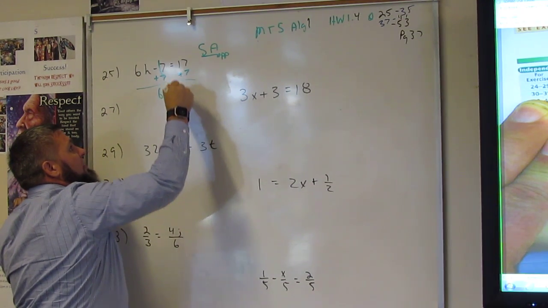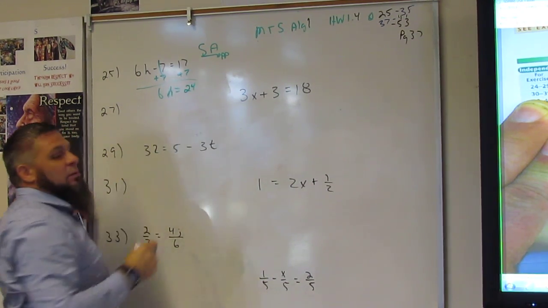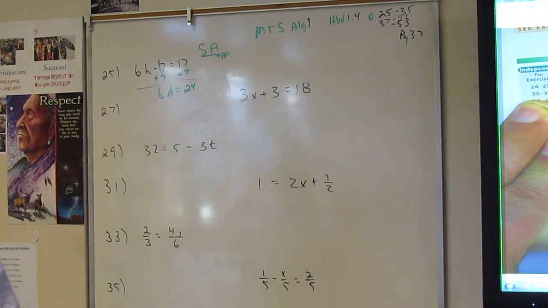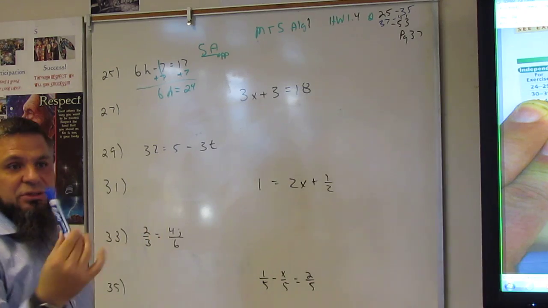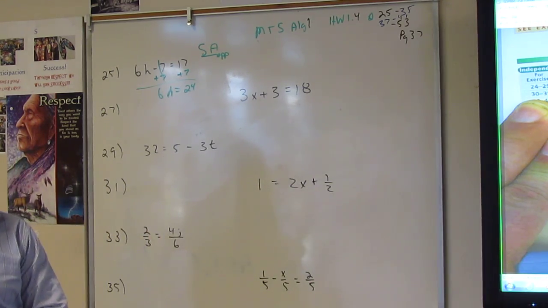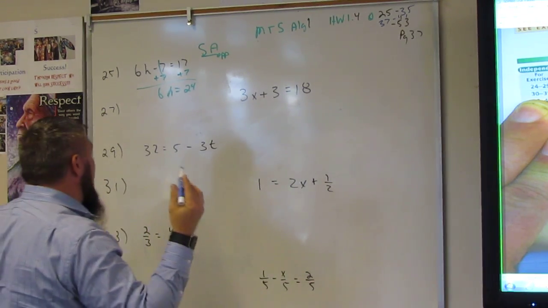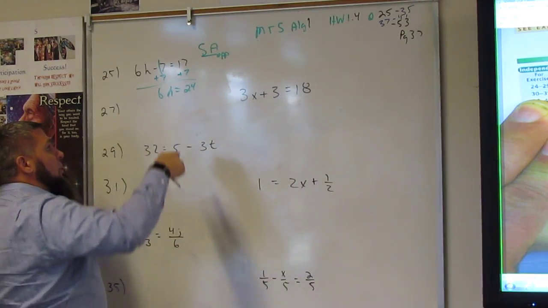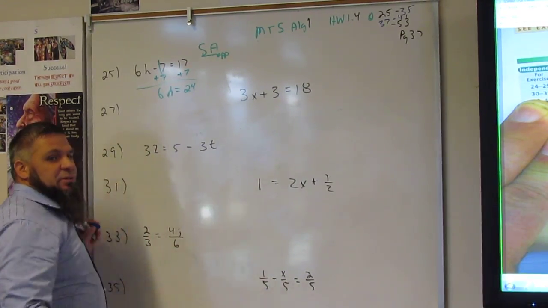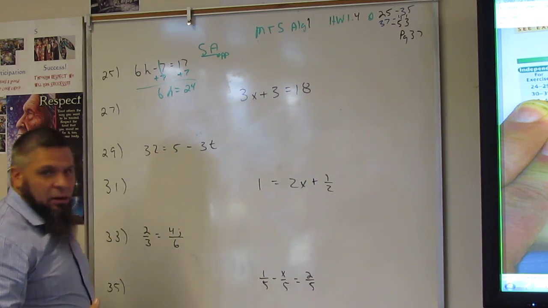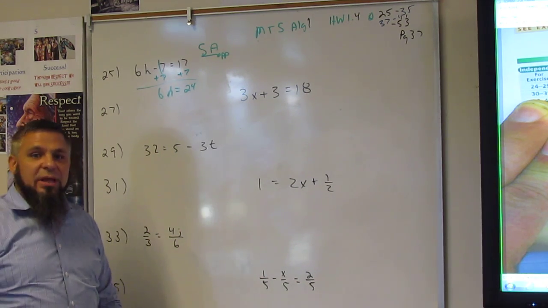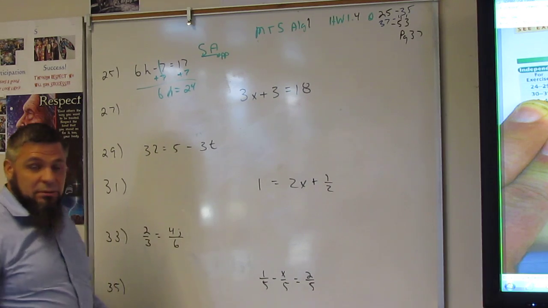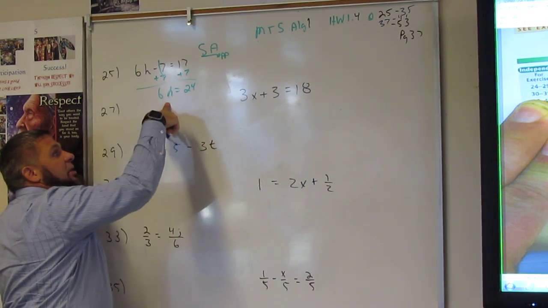6H equals 24. Now, what do I do? I change colors. If you get used to changing colors, you're going to be able to see your steps. At least if you have two colors, it's better than just one. So, if you use a pencil and a pen, that helps. If you use the pens that we have, that helps. So now what do I do?